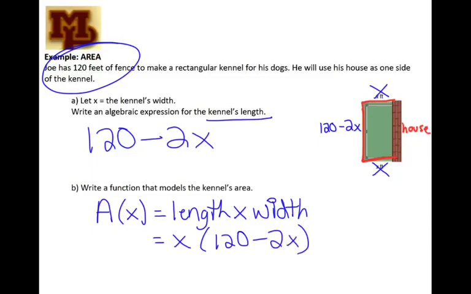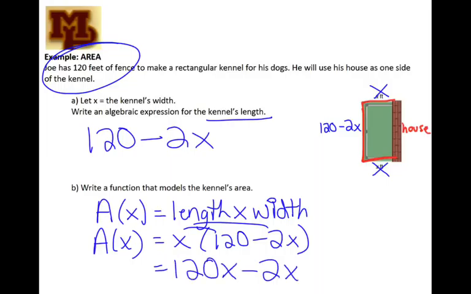And I just swapped them, so the 120 is the length and the width is the X. So then you can distribute, just so you get a nice expression. So distribute this, so that would be 120x minus 2x squared. And that's a function that describes the kennel's area.